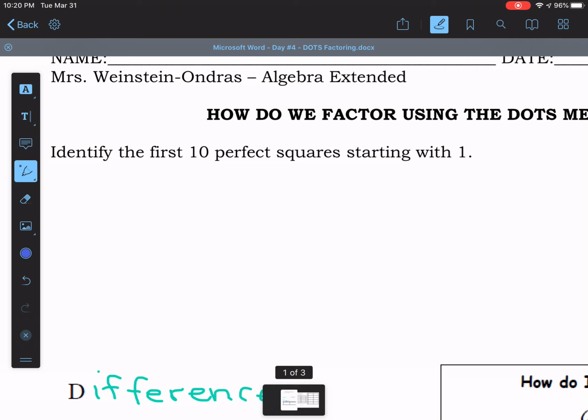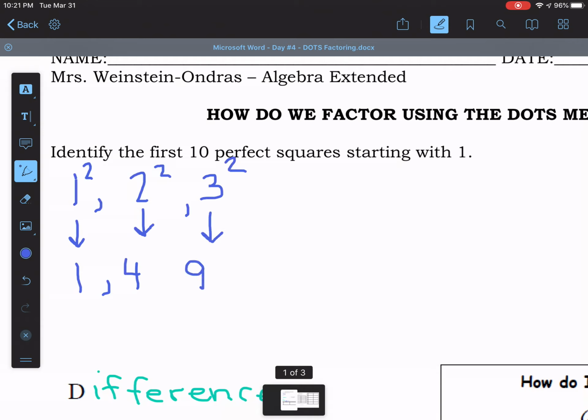So let's just go back up at the top and we're going to identify our first 10 perfect squares starting with 1. So there's actually an easy way to do this that you don't need to memorize anything. I'll show you the method that we're going to use. So I just want to start off by doing 1 squared. So 1 squared means that we are doing 1 times 1, and 1 times 1 is 1, okay?